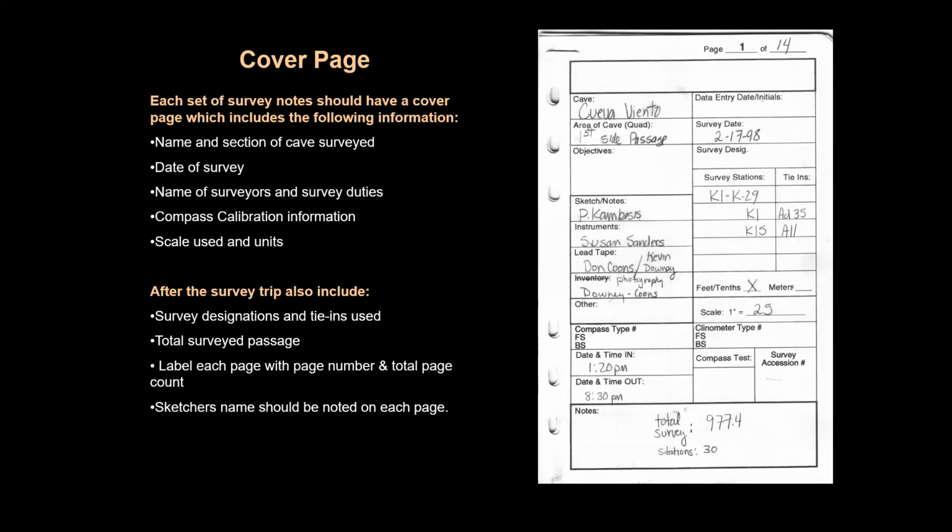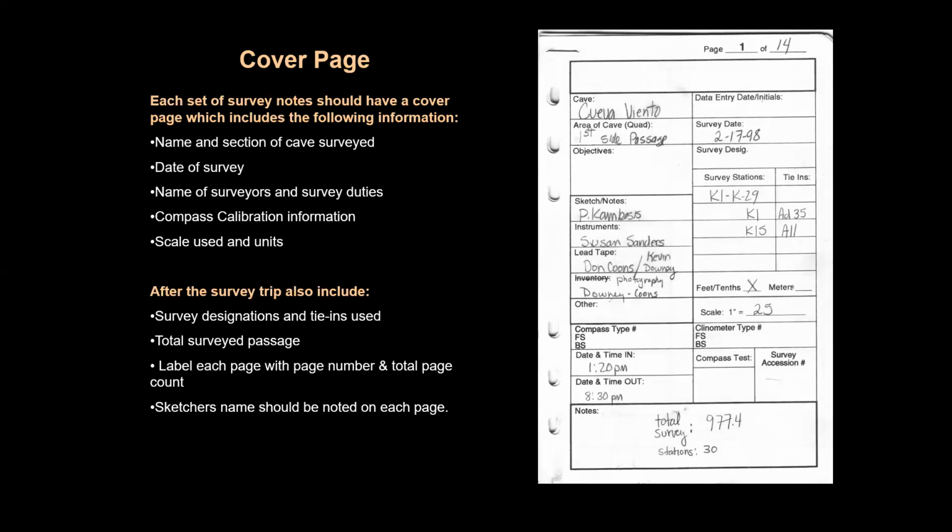Knowing when you did the survey is critical because magnetic declination changes over time. So that's really important. After your survey trip, number your pages, and don't just number them as page 1, page 2, page 3. Count all the pages that have data on them or sketches on them and say you have 14 of them.